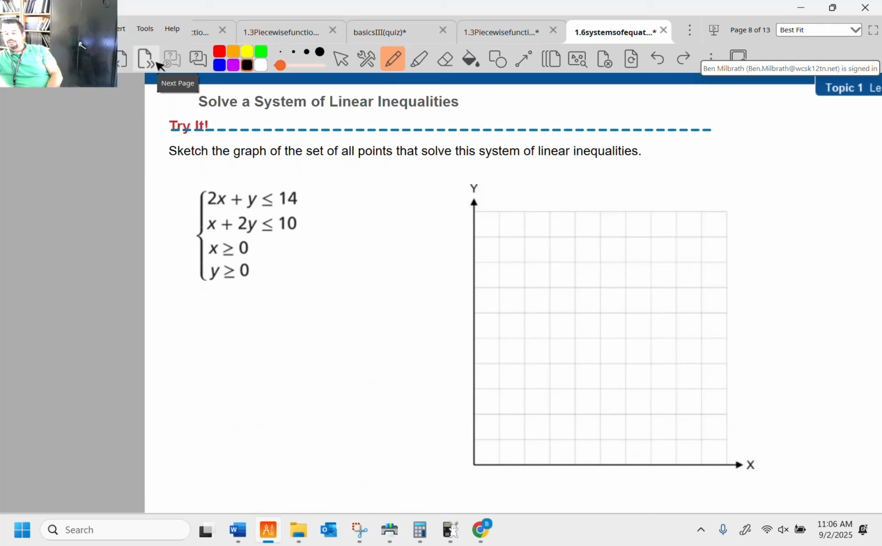Alright, this is a try it, but it's a video, so I may as well do it. Sketch the graph of the set of all points that solve the system of linear inequalities. So we're going to do y equals mx plus b first. We're going to have negative 2x plus 14. We're going to do the same thing here. Shift the x over. 2y less than or equal to negative x plus 10. Y is less than or equal to negative 1/2 x plus 5.